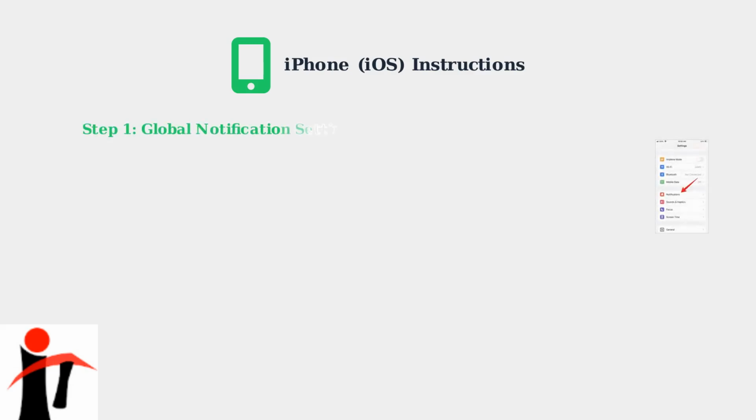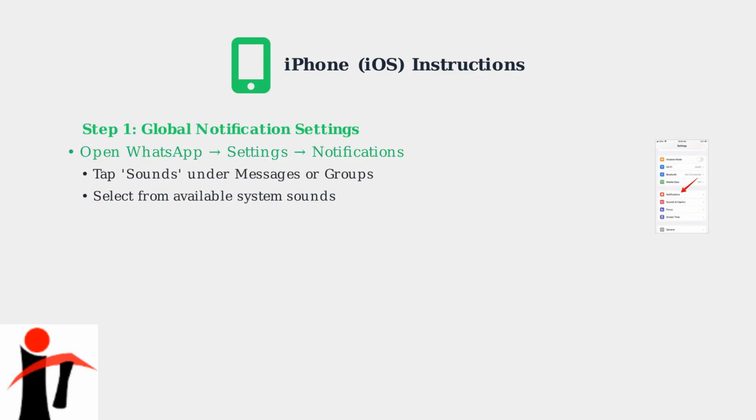Now let's walk through the exact steps to change your WhatsApp notification sounds on both iPhone and Android devices. Starting with iPhone users, the process involves navigating through WhatsApp's settings menu to access notification options. First, open WhatsApp and navigate to Settings, then tap on Notifications. This is where you'll find all the sound customization options.